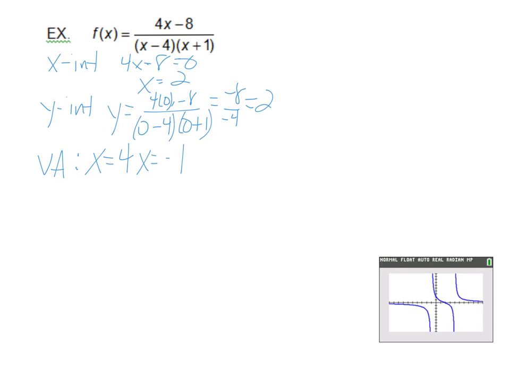To do the horizontal, we want the unfactored form. We really don't have to multiply all the bottom back together, just the x's, so that we see the degree is going to be x squared. It's going to be a 2. The degree of the top is 1. Degree of the bottom is 2. When a is less than b, then the horizontal asymptote is y equals 0. So now we're ready to put that on the graph.